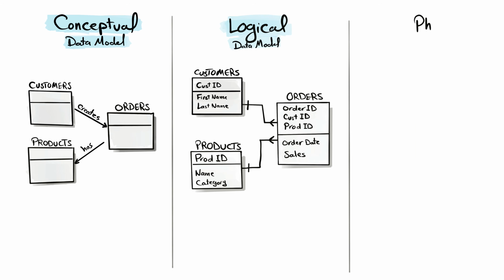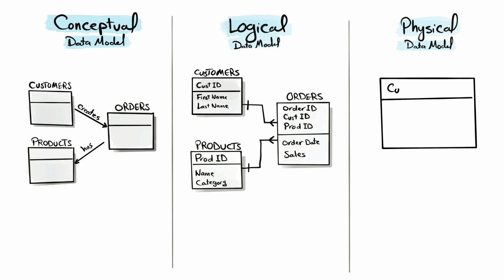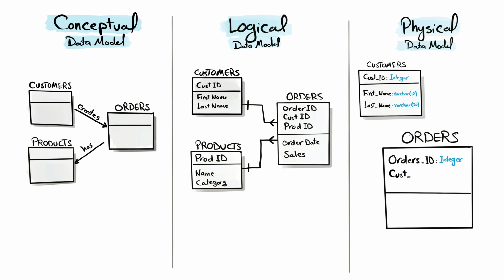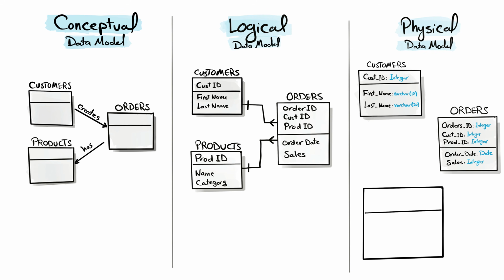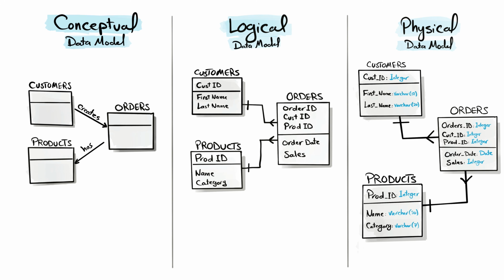And the third type is the physical data model. This type represents the actual implementation of the data model. It includes all the technical details about how to store the data, like the data types of the attributes, the primary and foreign keys, indexes, and so on. This data model is used by developers to create and manage the databases.